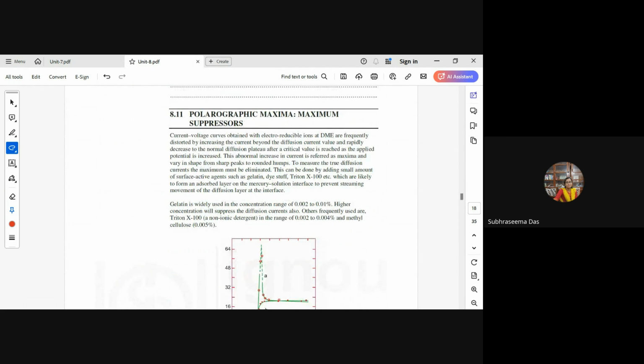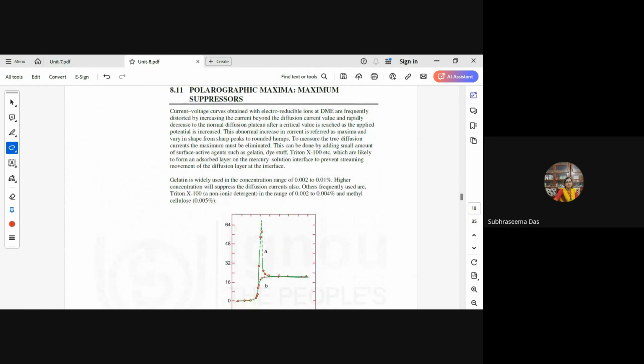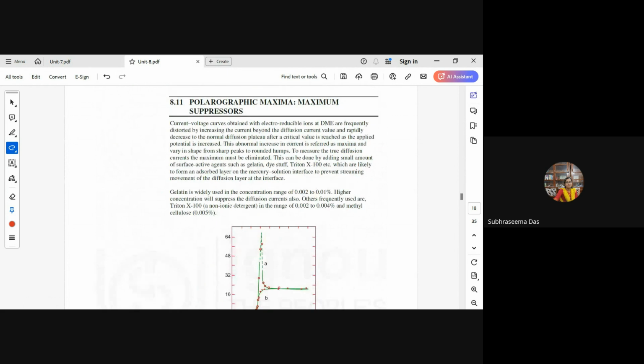Now coming to polarographic maxima, if we look at figure 8.9 here, before going to that, let us understand that the current-voltage curves obtained at the DME can be distorted. That is, the plateau can be reached easily as the applied potential is increased. Now, there is sometimes an abnormal increase in current, which we usually refer to as maxima, and they also vary in their shapes, in the form of humps or sharp peaks.